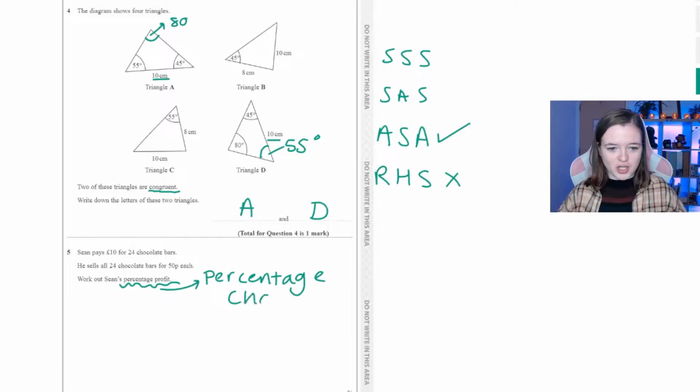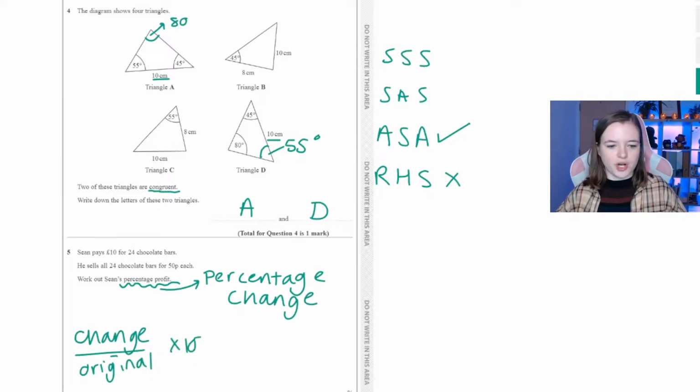Percentage change or increase. Either or. A change is an increase. So the equation for that, if you recall, is change over original times 100. It means to work out the change in how much money he spent versus then got over the original amount of money that he spent in this case. So we need to work out how much money this man made.